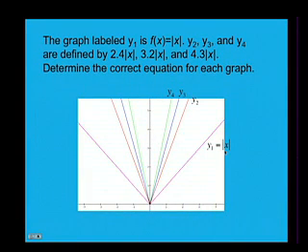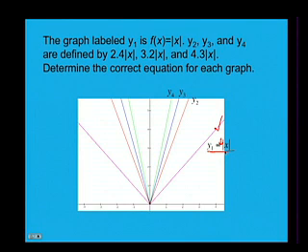We have a graph labeled y sub 1, which is f of x equals the absolute value of x. We have three other graphs, y sub 2, y sub 3, and y sub 4, which are defined by 2.4 times the absolute value of x, 3.2 times the absolute value of x, and 4.3 times the absolute value of x. And we're going to determine the correct equation for each graph. So our basic graph is for the equation y sub 1 equals the absolute value of x. And that's this graph right here.